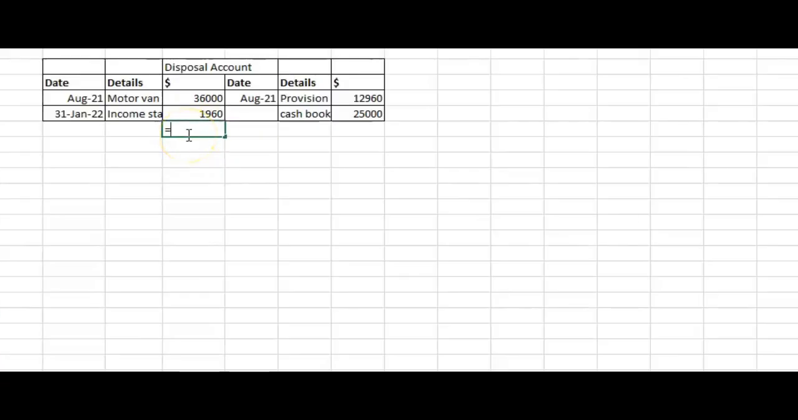Now, add both the sides to make sure that you get the same value on the debit and credit side. If you get different answers, you have probably made a mistake somewhere, so go back and check. That's it for this question.